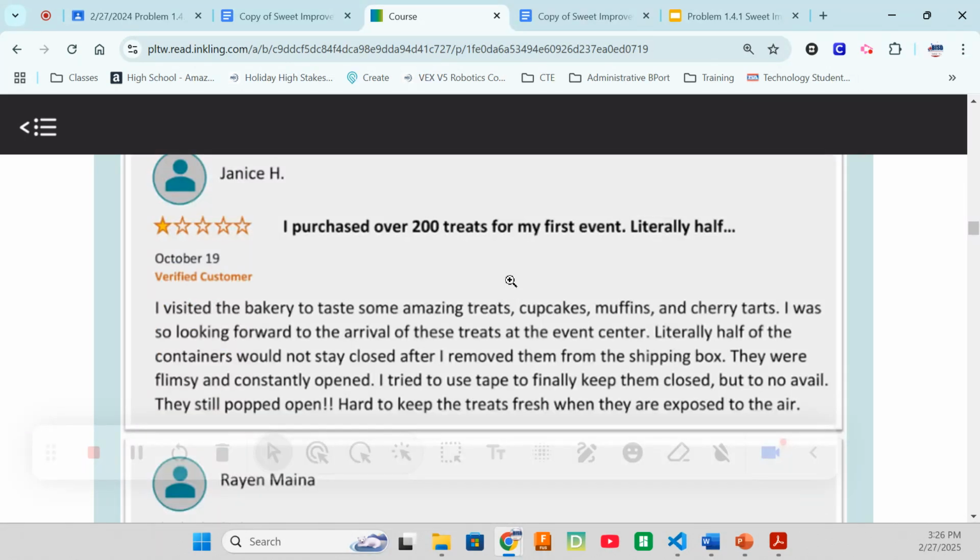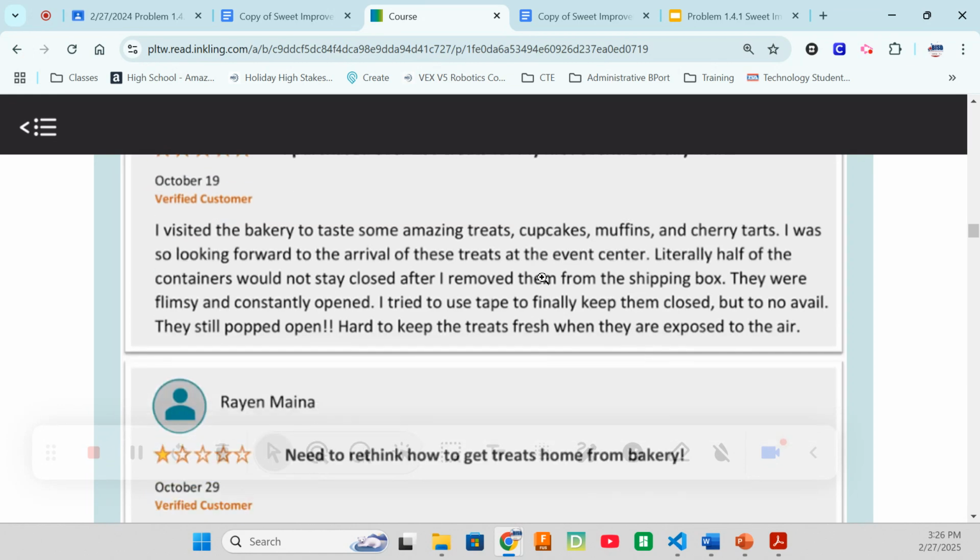Third review. I purchased over 200 treats for my first event, literally half. I visited the bakery to taste some amazing treats, cupcakes, muffins, and cherry tarts. I was so looking forward to the arrival of these treats at the event center. Literally half of the containers would not stay closed after I removed them from the shipping box. They were flimsy and constantly opened. I tried to use tape to finally close them, but to no avail, they still popped open. Hard to keep the treats fresh when they're exposed to air.